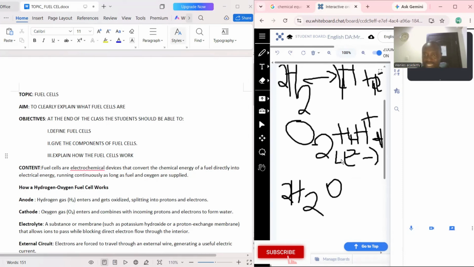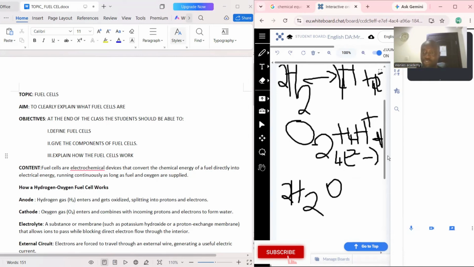So this is what happens at the cathode part of the hydrogen-oxygen fuel cell. The oxygen is known to undergo a reduction reaction where it accepts electrons as well as incoming protons and now becomes reduced to a water molecule.